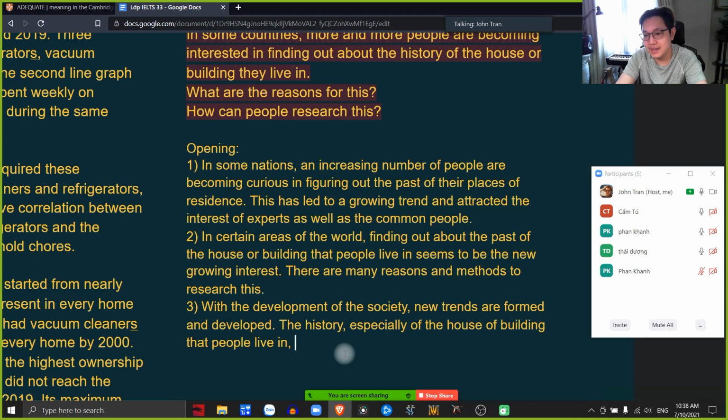The history especially of the house. I don't want to say the history, especially the history of the house. So actually I can just say especially of the house, because before that I have the word the history. I don't want to repeat that word.